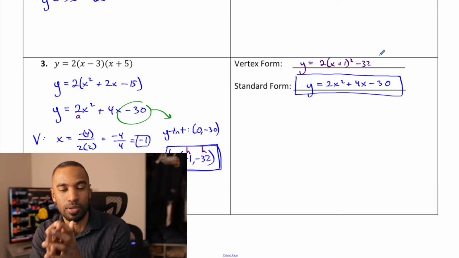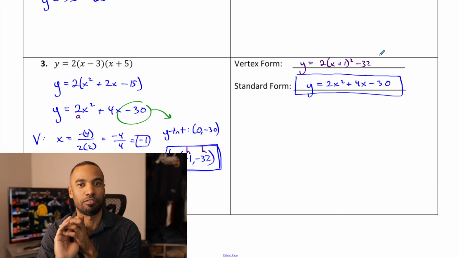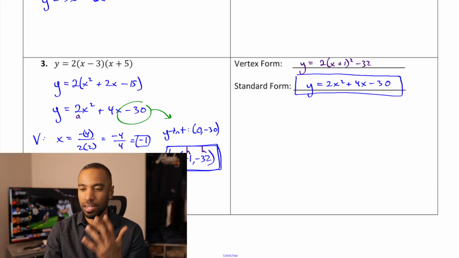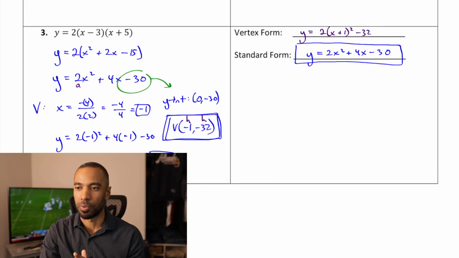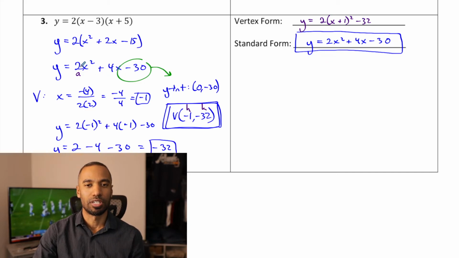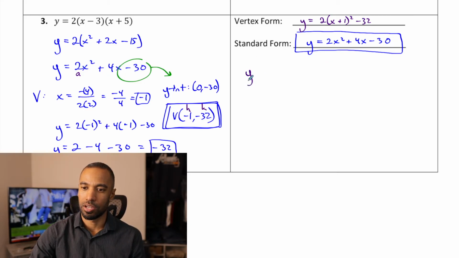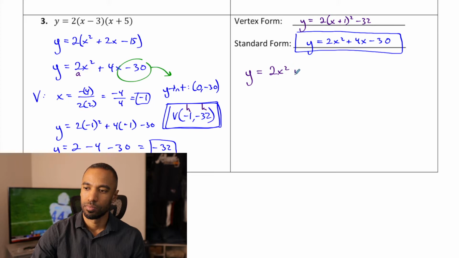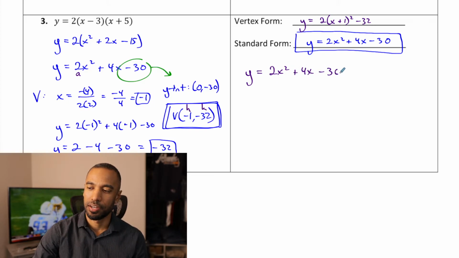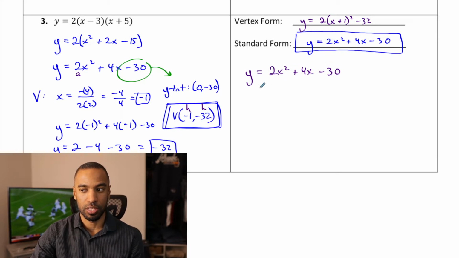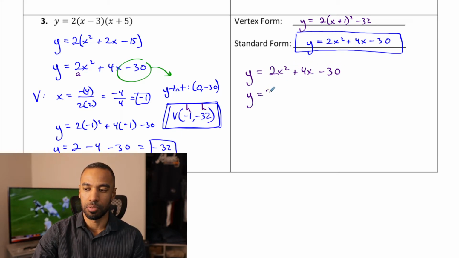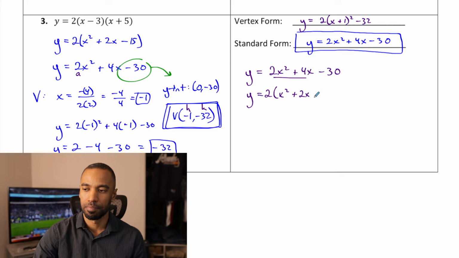My point, though, is that I want to complete the square to confirm that I got this correct answer. So here we go. Let's do vertex form by completing the square. Let's take our equation. We got to factor a 2 out of not everything. The -30 is not involved in the completing the square process. That's going to stay out of the way. I'm going to factor the 2 out of the first two terms right here.